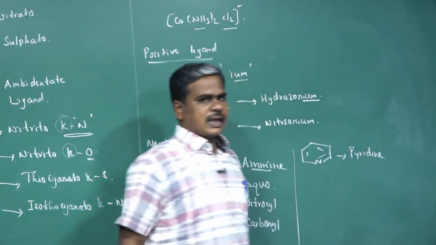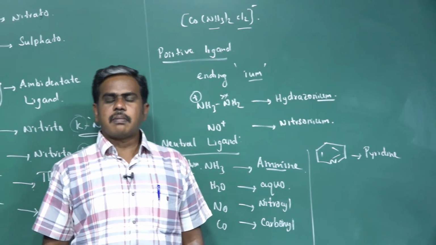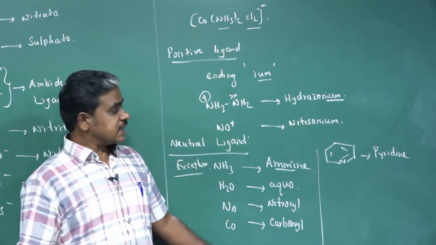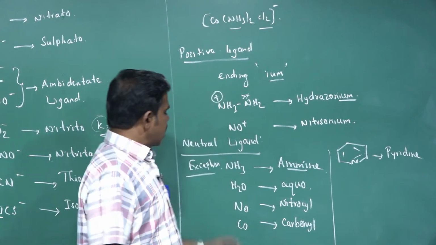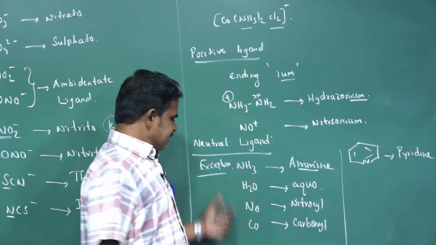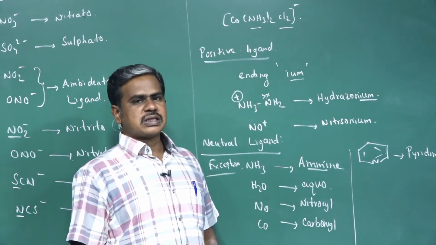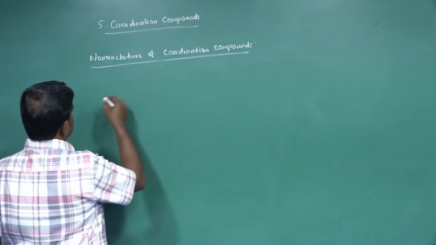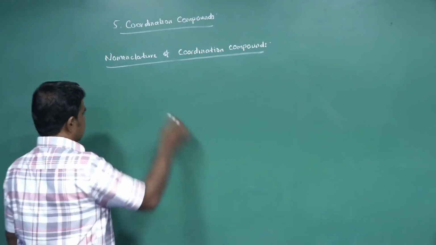So we are taking the ligand. There are three types of ligand: negative ligand, positive ligand, and neutral ligand. The negative ligand ends with -o and the positive ligand ends with -ium. For the neutral ligand, we take the molecular name, and the exceptions are NH3 is amine, H2O is aqua, NO is nitrosyl and CO is carbonyl. Okay, listen.